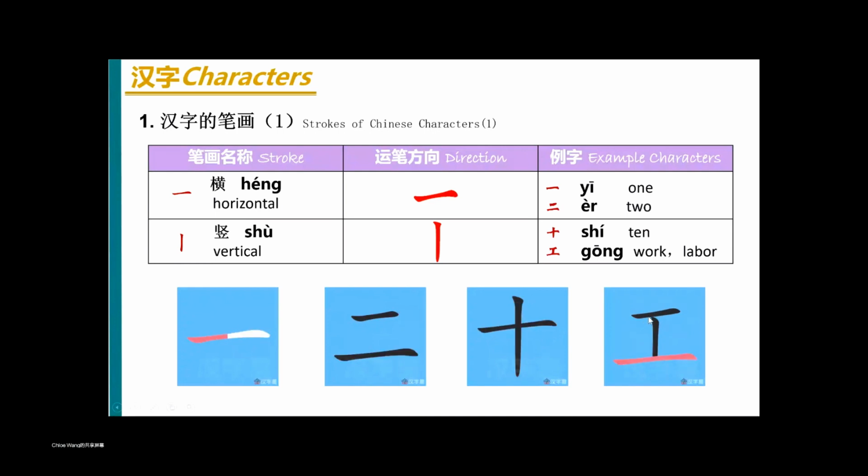And the next one, 工, means worker or labor. 工. First 横 and 竖 and then 横. 横, 竖, 横. Just like 二, the top 横 is a little shorter than the bottom 横.